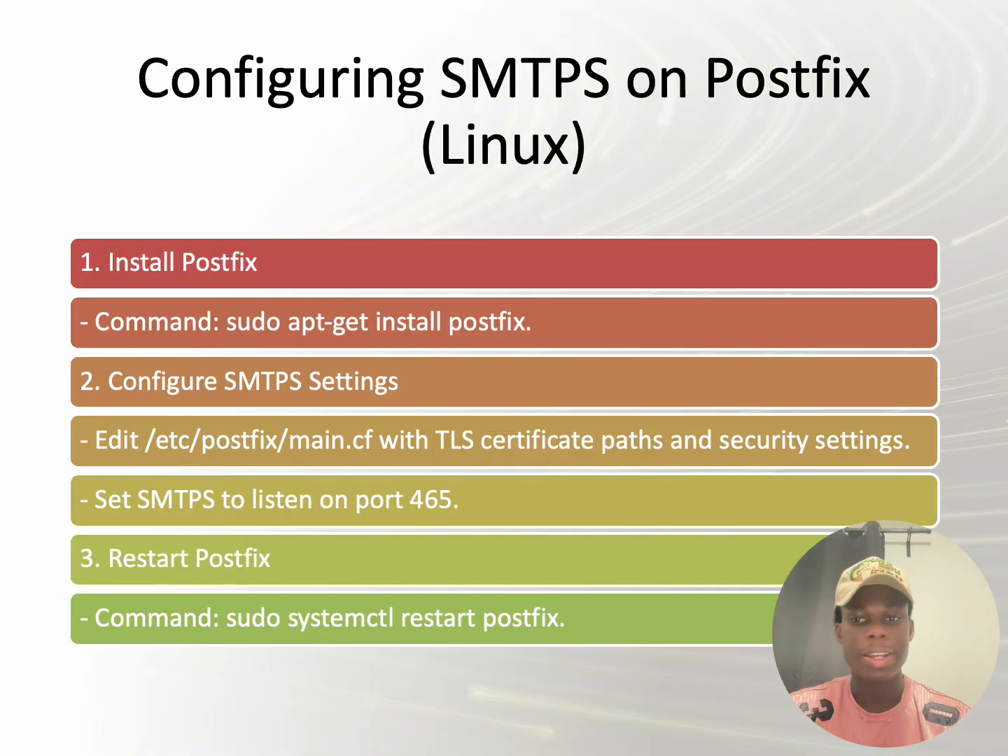Now, onto the Linux side of things. We configure SMTPS using Postfix. Here's how it works. First, we start by installing Postfix using the command sudo apt-get install postfix. Then we edit the main configuration file to ensure that SMTPS listens on port 465, and then we restart Postfix using the command sudo systemctl restart postfix.